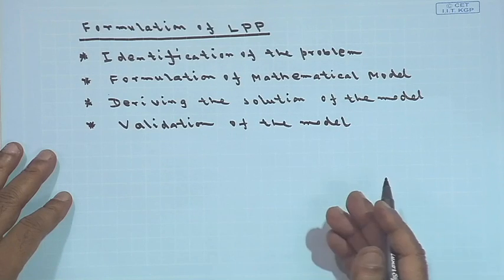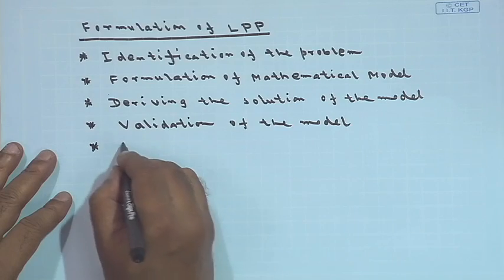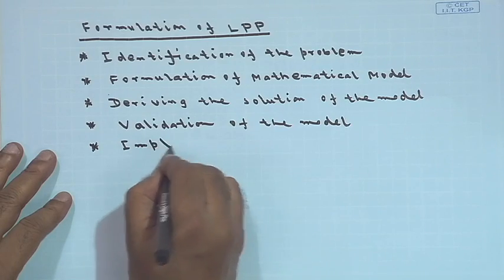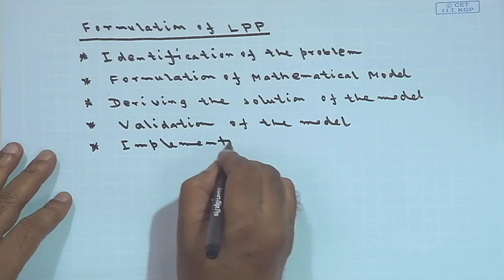Means you have to test the model, whether it is giving proper results or not. If required, you have to improve it and improve your technique so that you can obtain a better result. So, the next part is validation, and the last part will be implementation.